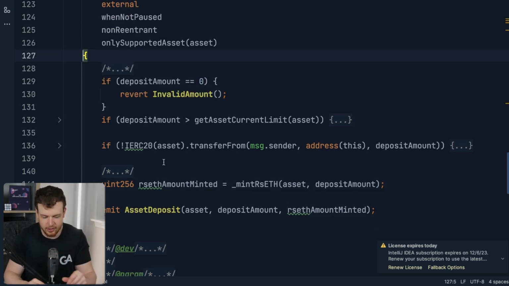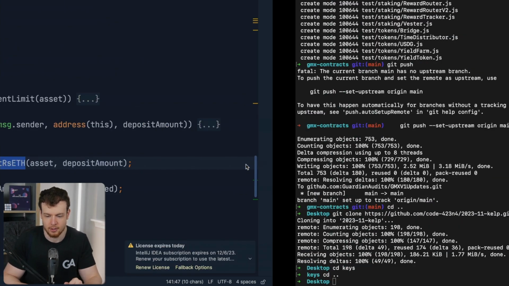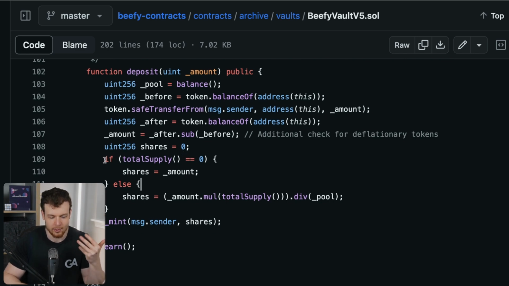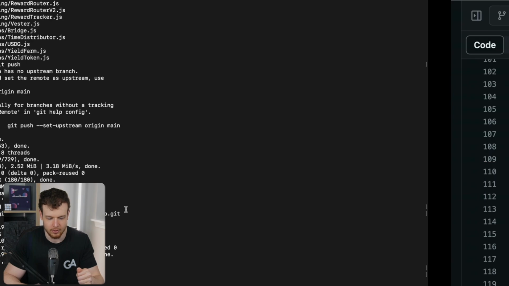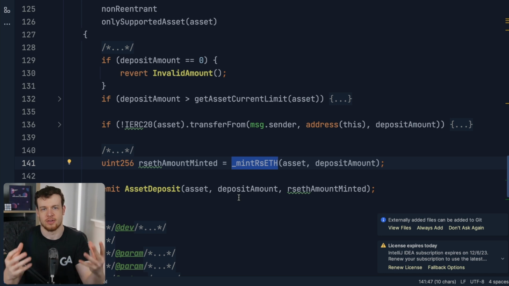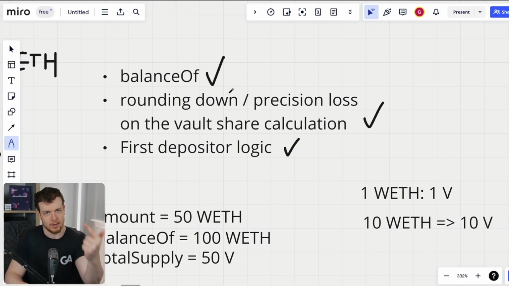And so really the interesting bit that we want to get to is when they're determining how much RS ETH to mint. That was exactly the same logic that we wanted to focus in on with the Beefy Vault V5, in the deposit function where we're determining the shares to mint. So anytime you're looking for an inflation attack, that's where you want to pinpoint. Where is the logic that determines how many shares to mint, and does it have those three characteristics that we described? Does it rely on balance of? Do we have rounding down and precision loss? And is there any specific first depositor handling logic? Do we have that exchange rate of 1-to-1 initially, et cetera?